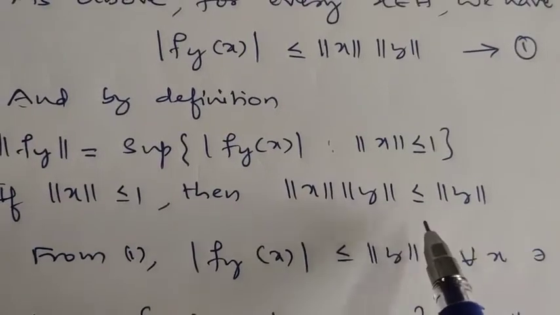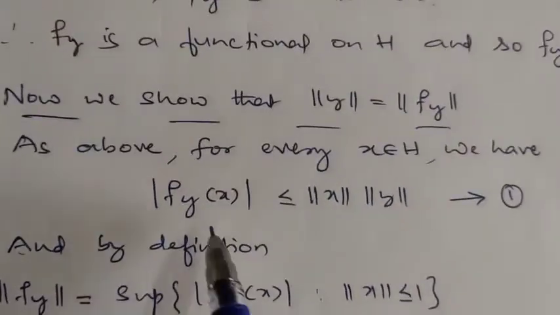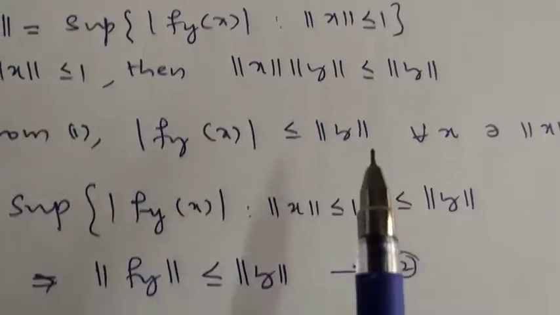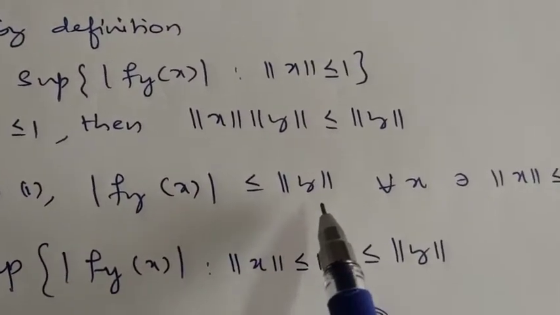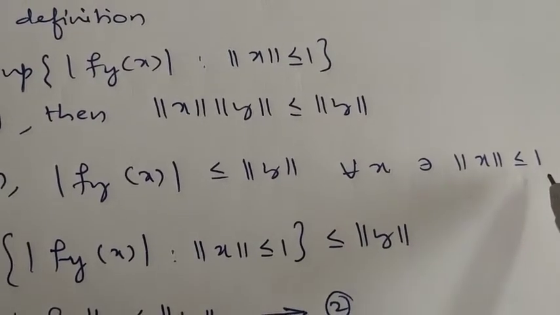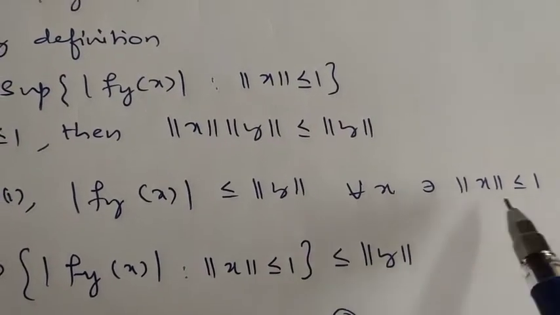Therefore, if you substitute this value in 1, what do you get? From 1, the absolute value of Fy of x is less than or equal to norm y for every x with norm of x less than or equal to 1. Now, you take a supremum of this.